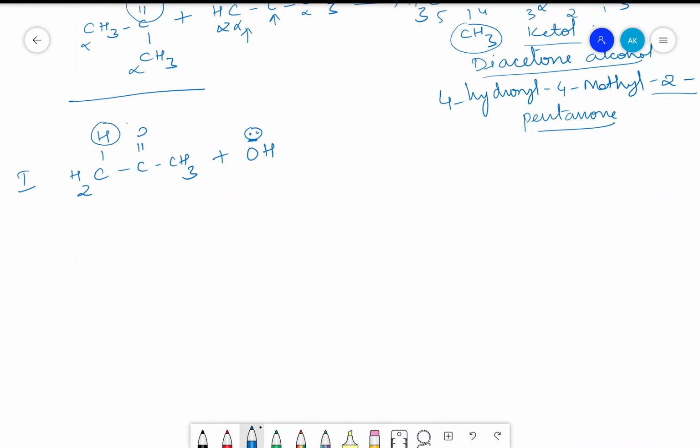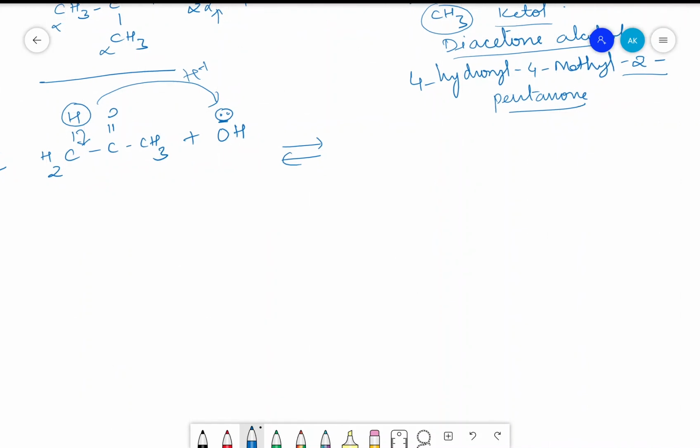Hydrogen will be removed as a proton. This bond is shifting here. It is a reversible reaction. We are going to get CH2 with a negative charge on carbon, C double bond O CH3. We have got an enolate ion, and it acts as a nucleophile.